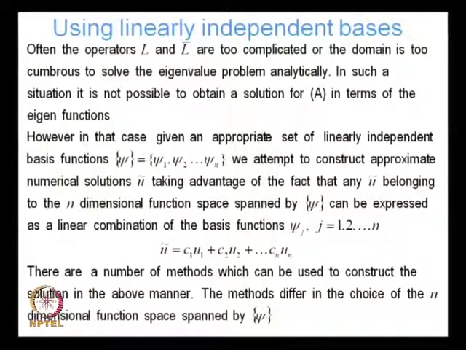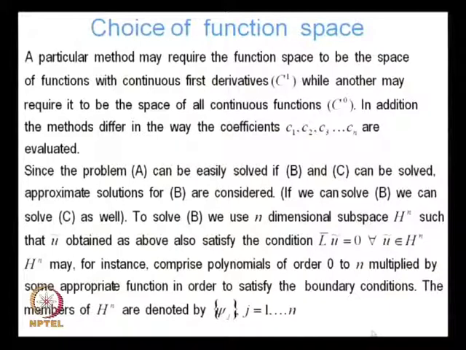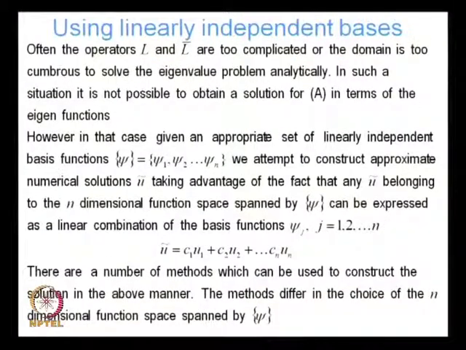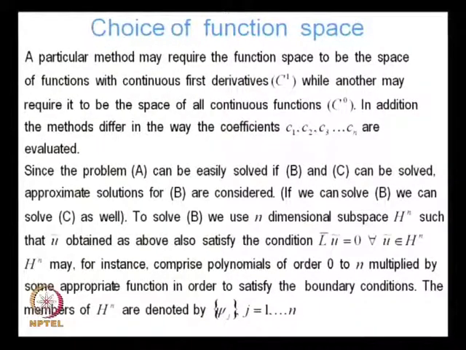Oh, so that is a typo. It is C1 psi 1, C2 psi 2, Cn psi n. So, if I construct U tilde like this, U tilde also has to satisfy this condition. U tilde belongs to the function space, constructed by taking a linear combination of the basis functions spanning the function space Hn, which I am denoting as psi 0, psi 1 through psi n. In addition it satisfies the boundary condition for my problem B, which is L bar U tilde equal to 0 for all U tilde belonging to Hn. So, Hn may for instance comprise polynomials of order 0 to n multiplied by some appropriate function in order to satisfy the boundary conditions.